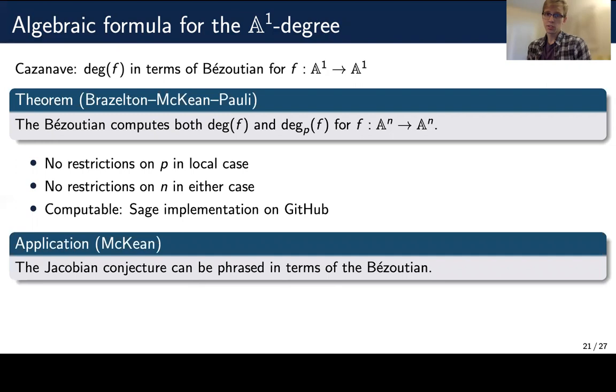And as an application of this, I show that the famous Jacobian conjecture can actually be phrased in terms of the Bezoutian. So the Jacobian conjecture says that if I have an endomorphism of affine n-space whose Jacobian is a non-zero constant, then that function should be invertible, at least in characteristic 0. And using some ideas in this paper with Thomas Brazelton and Sabrina Pauli, I show that you can rephrase this in terms of some description of what the Bezoutian should look like.